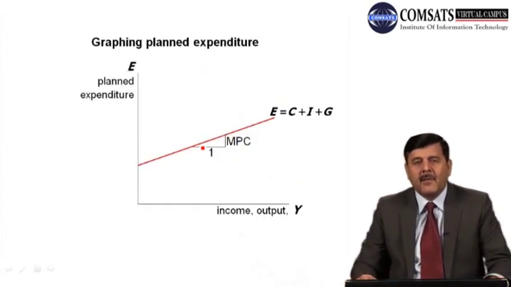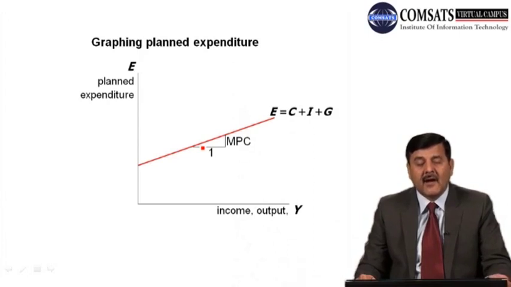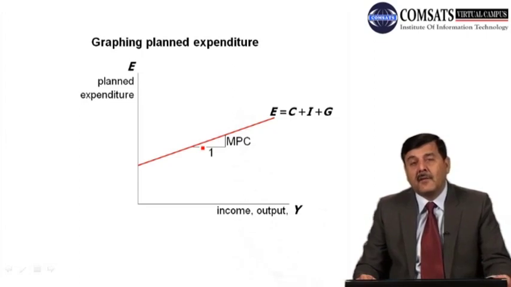Now we'll graph the planned expenditure curve. On the y-axis we are measuring planned expenditure, on the x-axis we are measuring income or output level in the economy. You can see the planned expenditure curve, which is positively sloped.